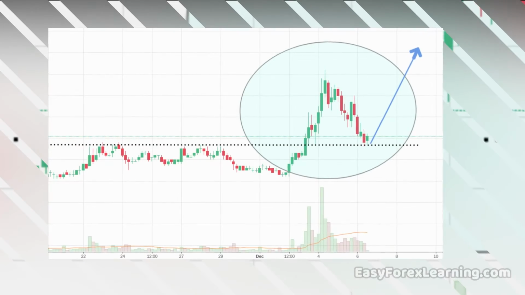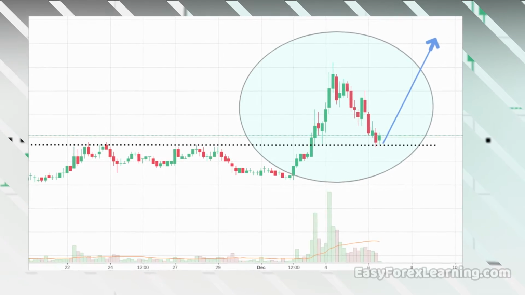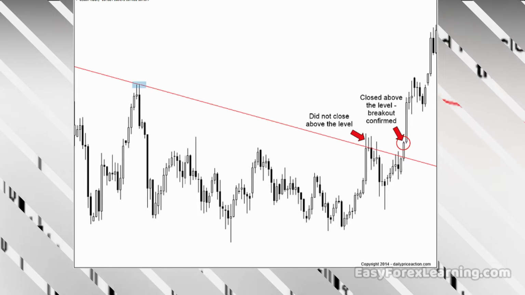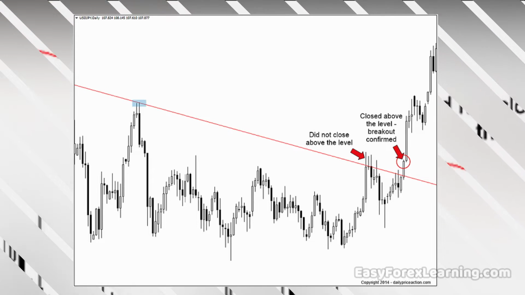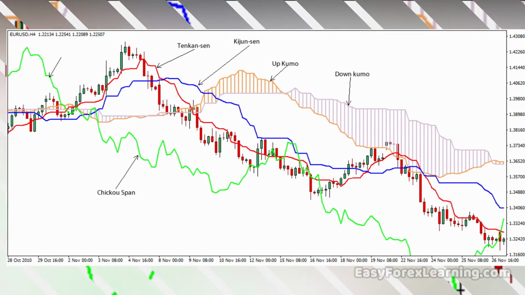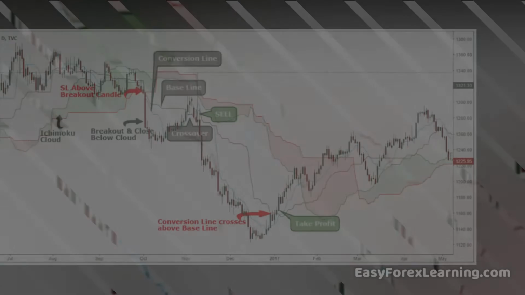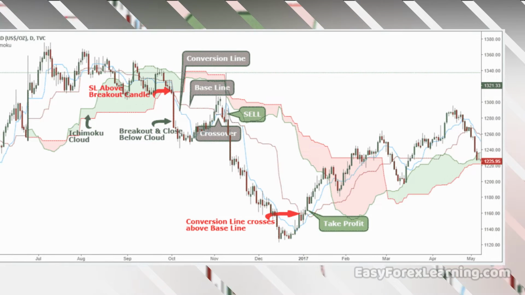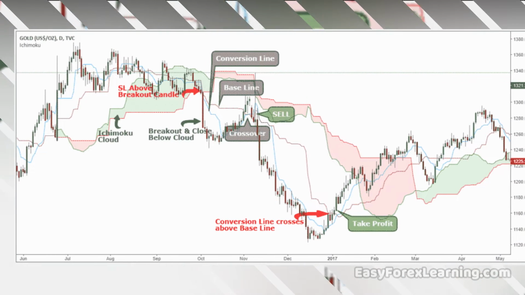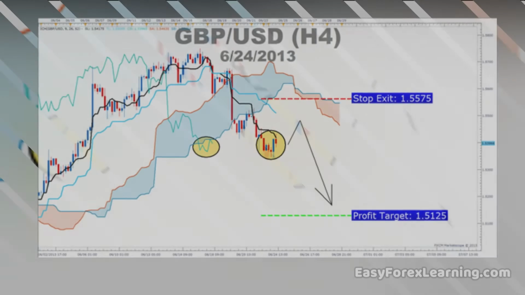Continuation breakout: sometimes, when there is an extensive move in one direction, the market will often take a breather. This occurs when buyers and sellers pause to see what they should do next. As a result, you will see a period of range-bound movement called consolidation. If traders decide that the initial trend was the right decision and continue to push the price in the same direction, the result is a continuation breakout. Just think of it as a continuation of the initial trend.